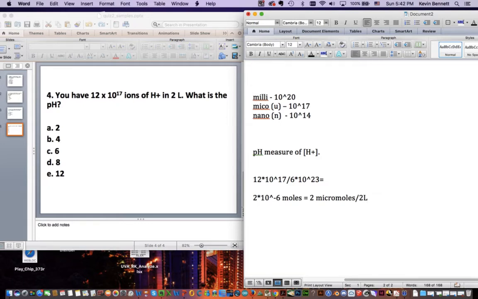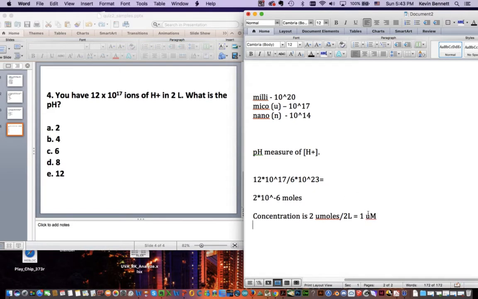Okay, and so our concentration is 2 micromoles divided by 2 liters, which is 2 micromolar concentration. I'm sorry, 1 micromolar concentration. Okay, we're almost there.